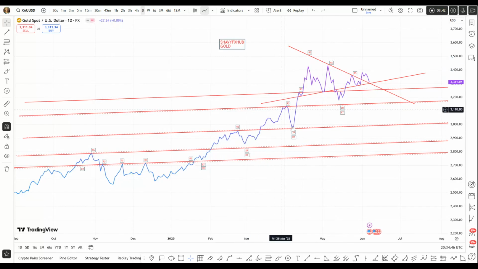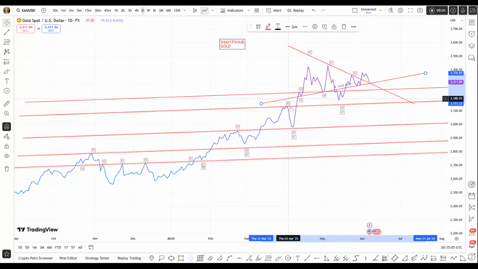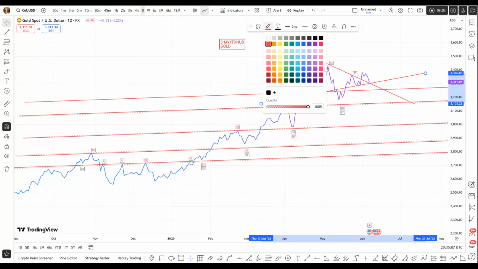So look at the structure on the daily time frame. We have here a support structure, and we have another support structure on the daily time frame. Can you see that structure? Yeah. So giving us an ascending trend line. I do like to change the color to make it very pronounced.